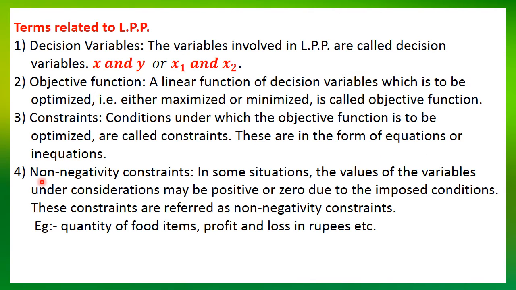Now, non-negativity constraints. In some situations, the values of the variables under consideration may be positive or 0 due to the imposed conditions. These constraints are referred to as non-negativity constraints. Example, quantity of food items, profit and loss in rupees, etc., which are always positive, and it can be 0 also.